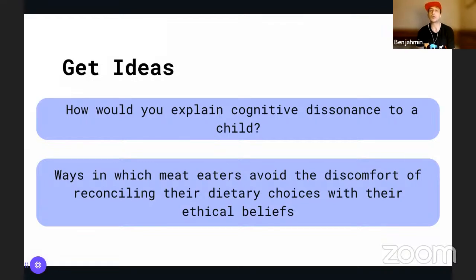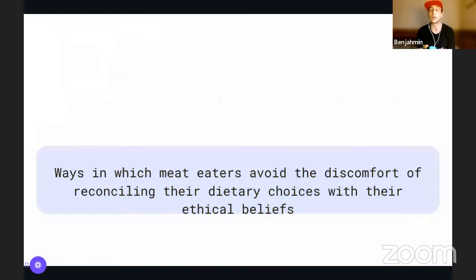But for example, how would you explain cognitive dissonance to a child? Ways in which meat eaters avoid the discomfort of reconciling their dietary choices with their ethical beliefs. And I'm of the opinion that most people are intrinsically vegan. The idea that most people care about the well-being of animals is just carnism, this cultural conditioning that has us obscure so many animals and exploit them and objectify them. So that's why I like to make content that speaks to that inner vegan that's trapped in so many people. And again, this is just getting ideas, not for this particular platform or type of media, but just to get the creative juices flowing.